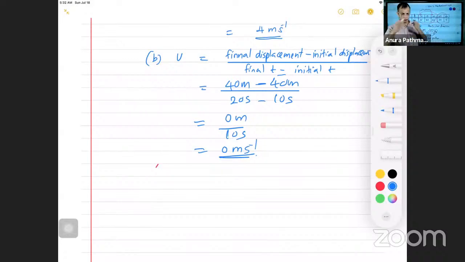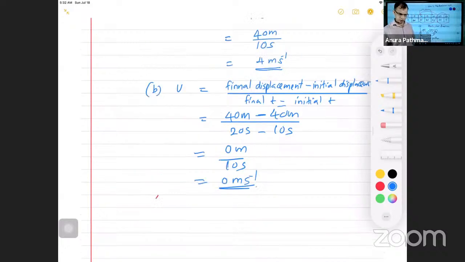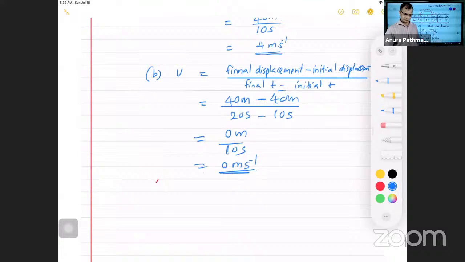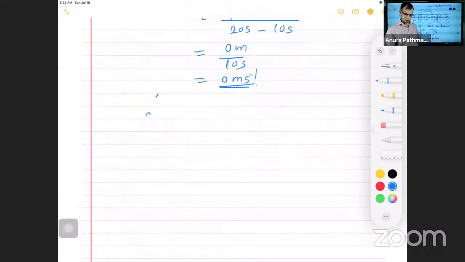Right. And moving to the other one, the C. 20 second to 30 second.